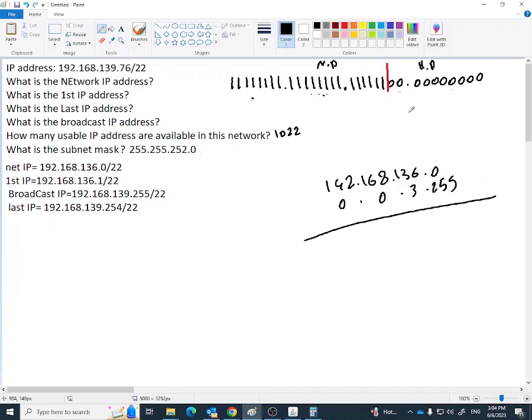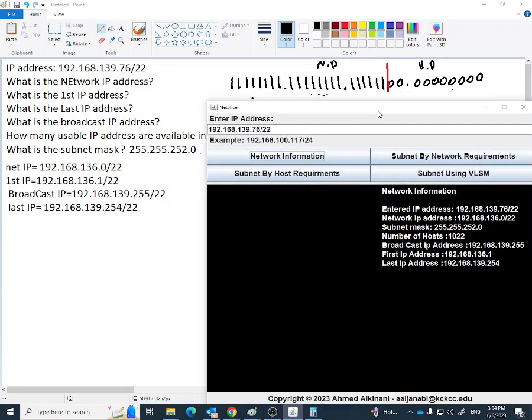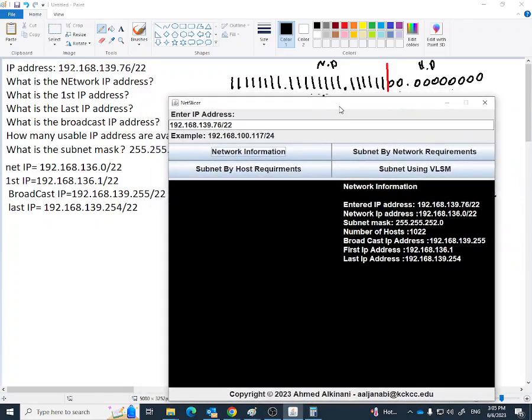Now you add them up together, this is going to be 192.168.139.255. And that's my broadcast IP address. Before I start talking about that, let's just go ahead and have a look at the values that we have here. So my subnet mask is exactly the same. My network IP address is correct. The first available IP address, the last available IP address, and of course the broadcast IP address. All of them are correct.